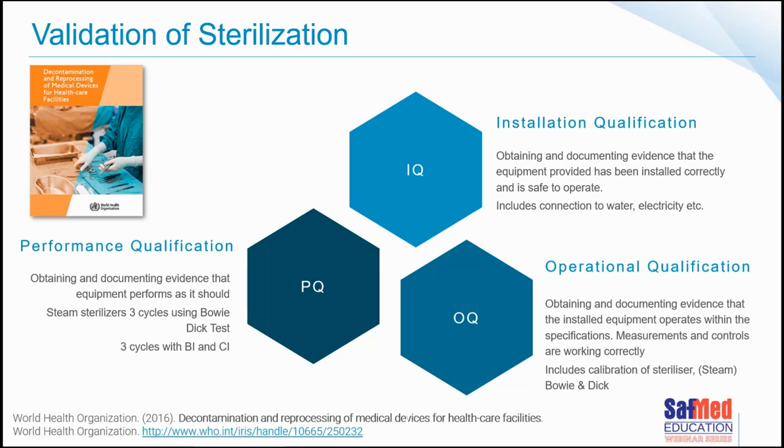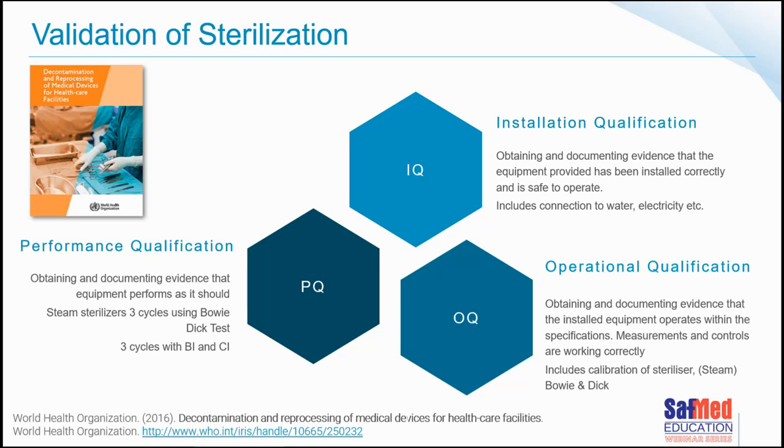The operational qualification, the formal definition: obtaining and documenting evidence that the installed equipment now actually operates within the specifications that it was manufactured to operate within. So are all the measurements working? Are all the piece of equipment's controls working? So it would include, for example, calibrating your sterilizer. In the case of steam, it also includes the Bowie-Dick test.